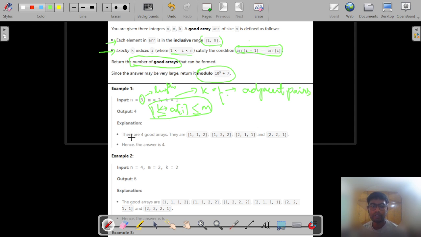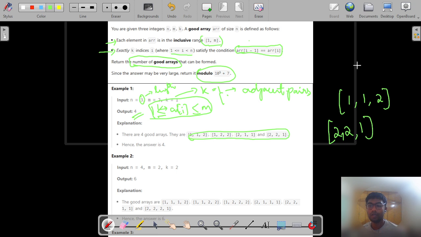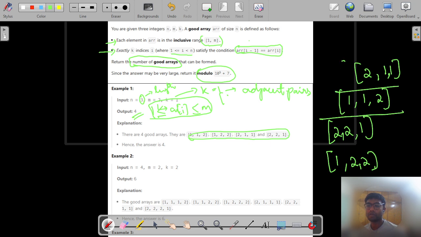Okay, so explanation. There are four good arrays. These are the four possible arrays that can be built with the input, and the output is 4. For example, at any point of time, we can consider 1, 1, 2, and let's say 2, 2, 1. That's another one, and we can think about 2, 1, 1 as another, or we can consider 1, 2, 2. These are the four arrays that can be considered, right?